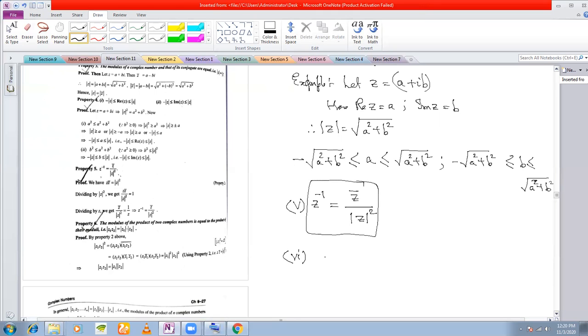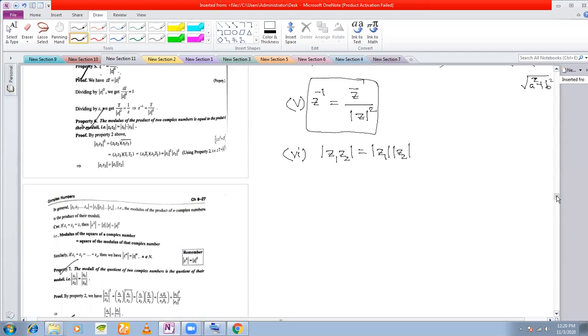And this is again a very important property: the modulus of the product is equal to the product of the moduli. Another important one. And for the quotient also, you have mod z1 by z2 is equal to another important property. We will be using these two properties for sums.